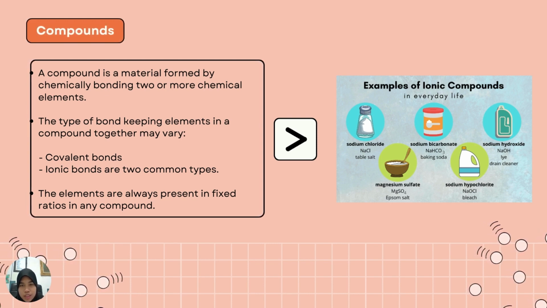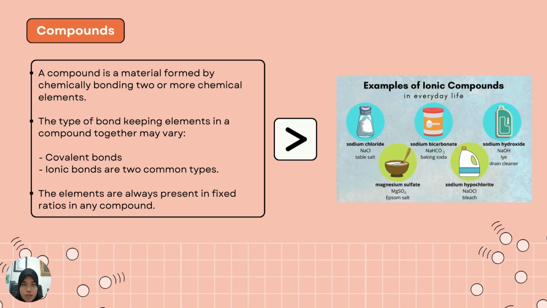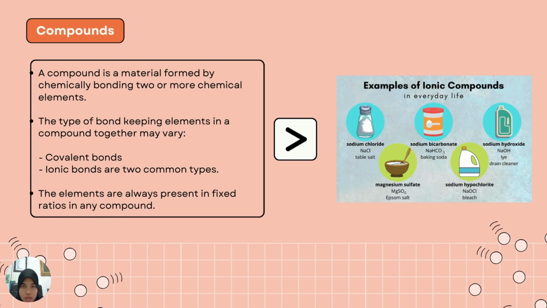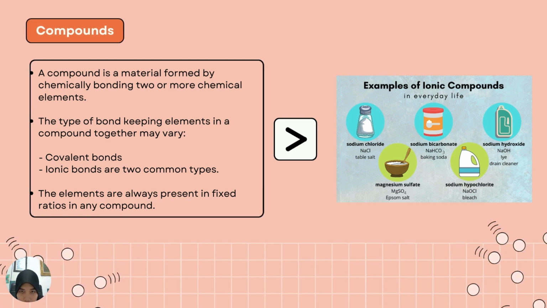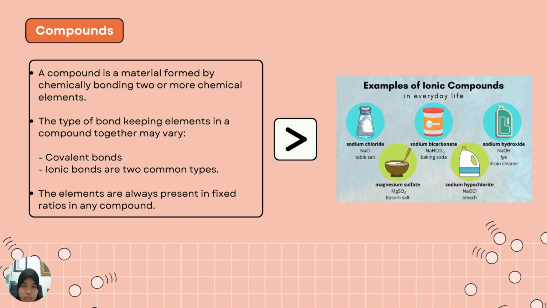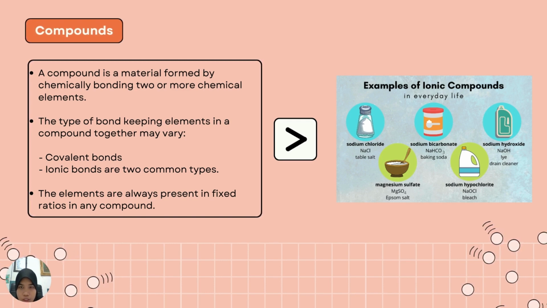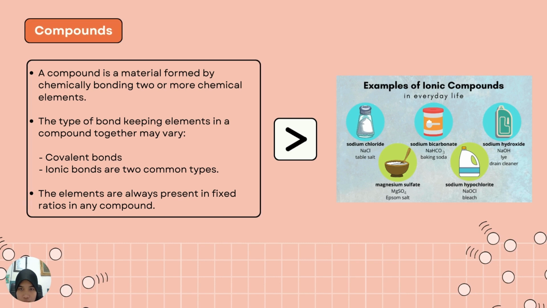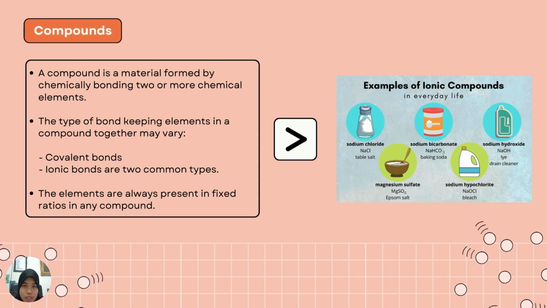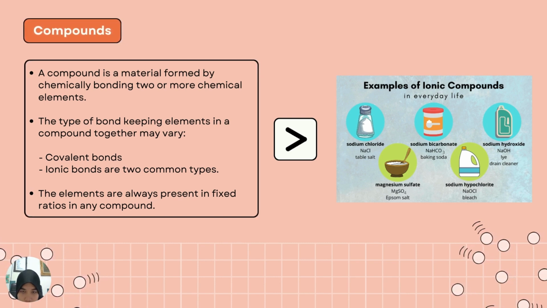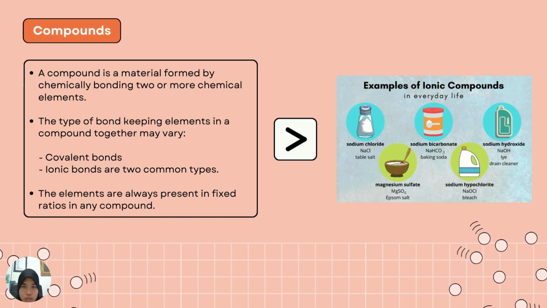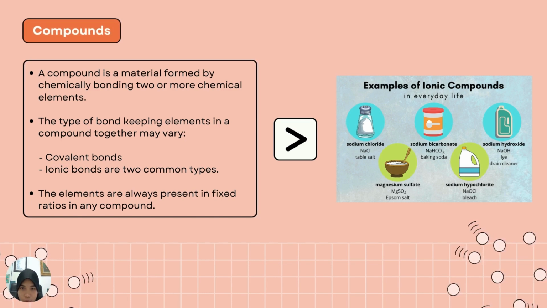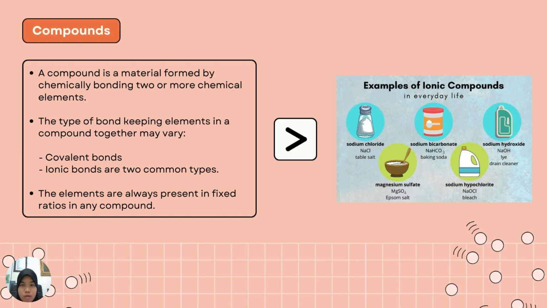So this is a picture of examples of ionic compounds in everyday life. The first one is sodium chloride, NaCl, table salt; sodium bicarbonate, NaHCO3, baking soda; sodium hydroxide, NaOH, drain cleaner; magnesium sulfate, MgSO4, Epsom salt; and lastly sodium hypochlorite, NaOCl, bleach.